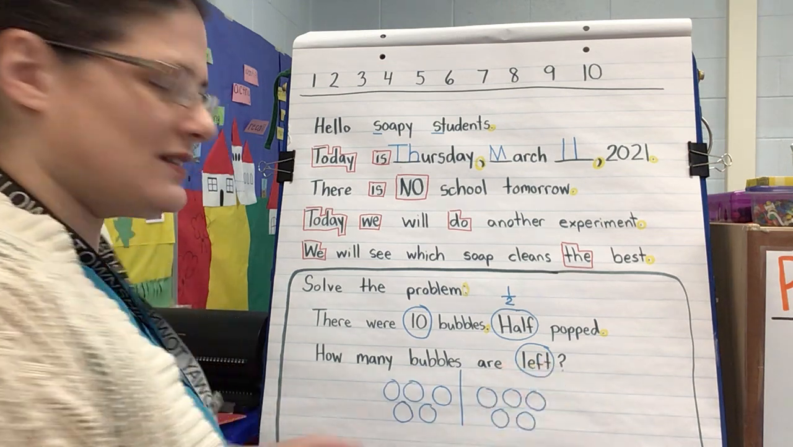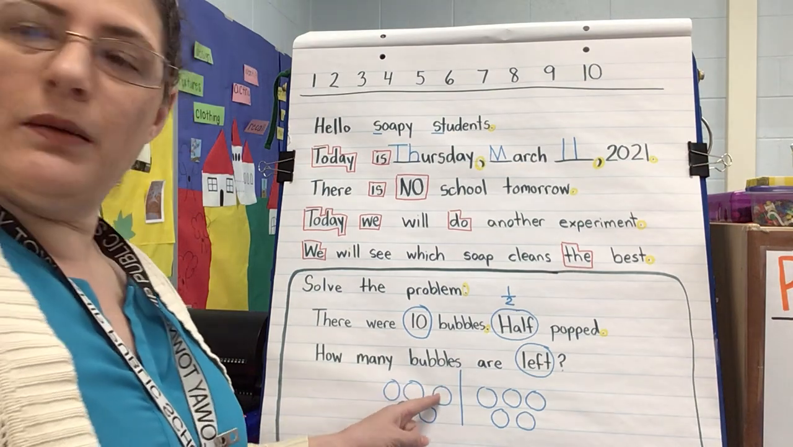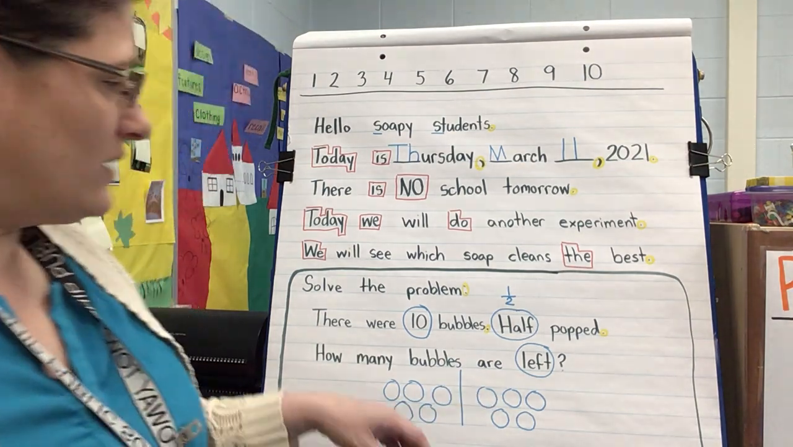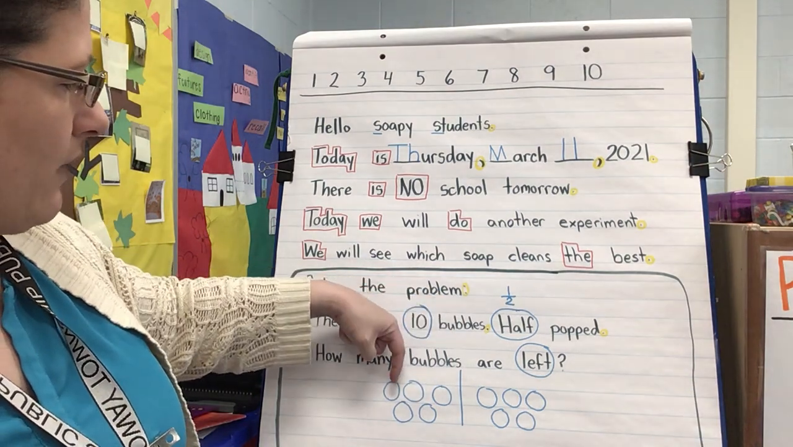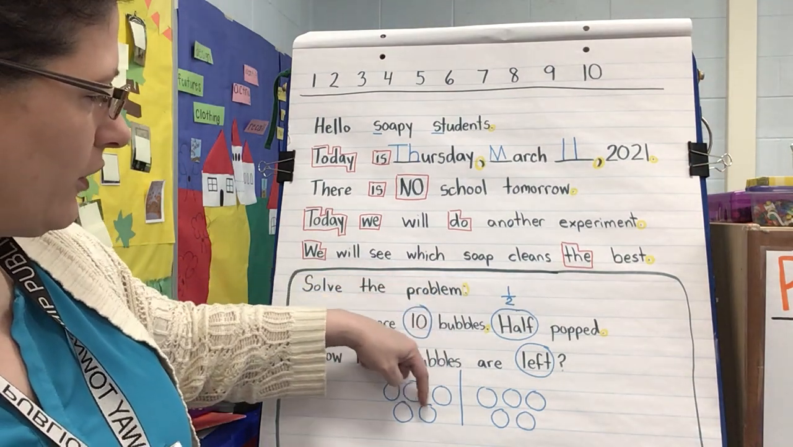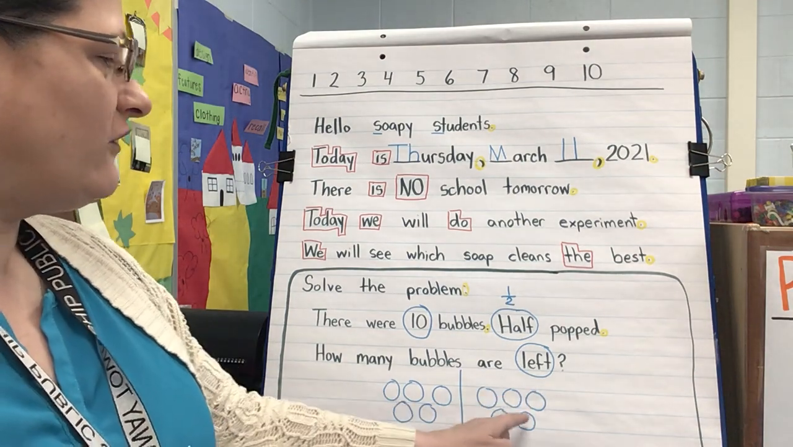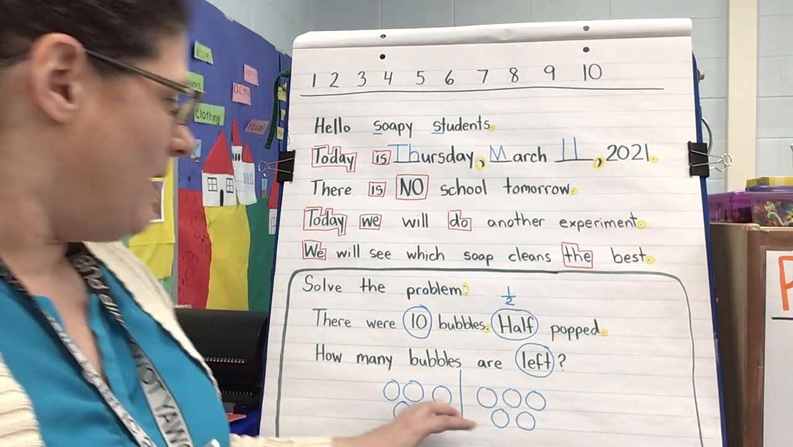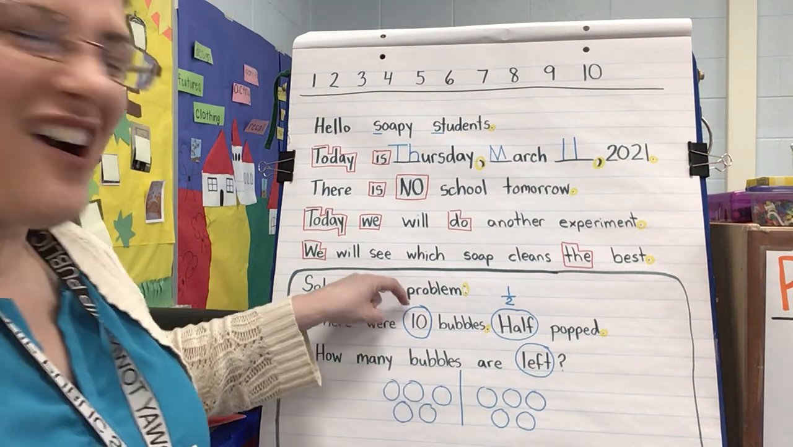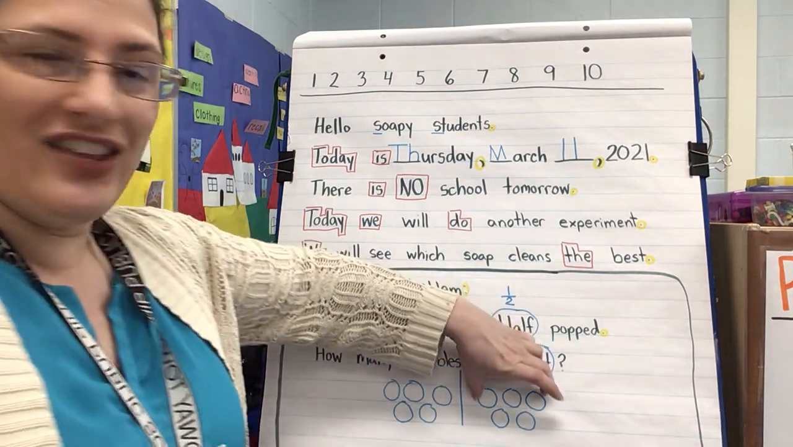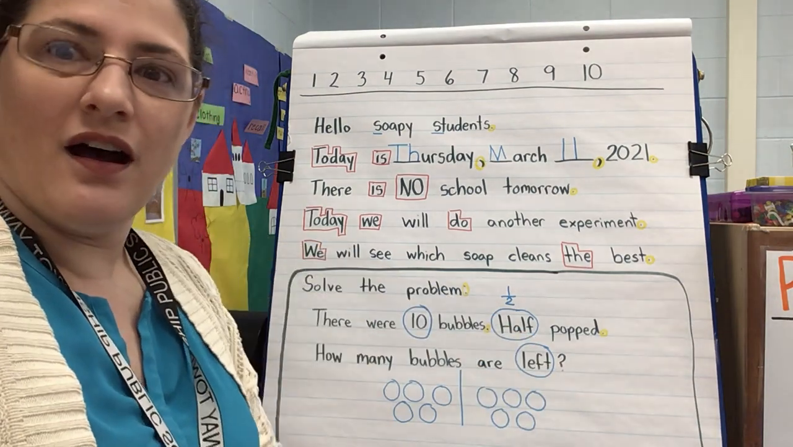1, 2, 3, 4, 5, 6, 7, 8, 9, 10. Did you see how I did that? Whenever I made a bubble over here, I made one over here so they had the same number. So let's see if we have the same number on both sides. We have 1, 2, 3, 4, 5 bubbles here, and 1, 2, 3, 4, 5 bubbles here. But all together, there are 10. So this is half of the bubbles, and this is half of the bubbles.